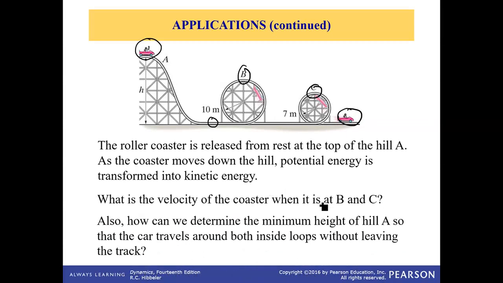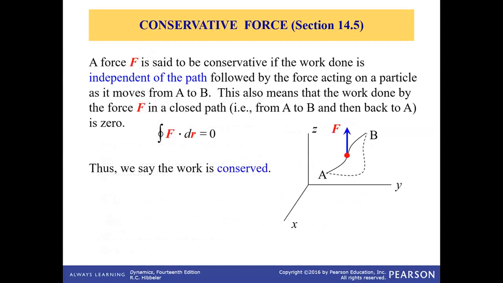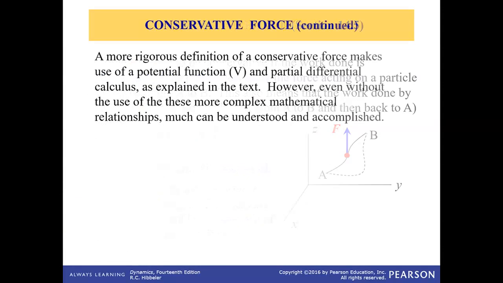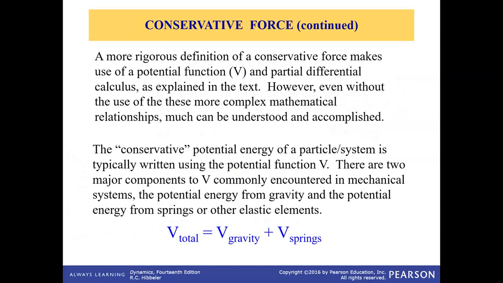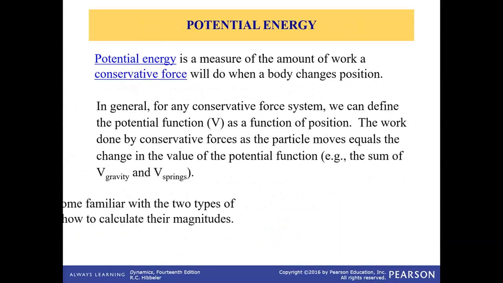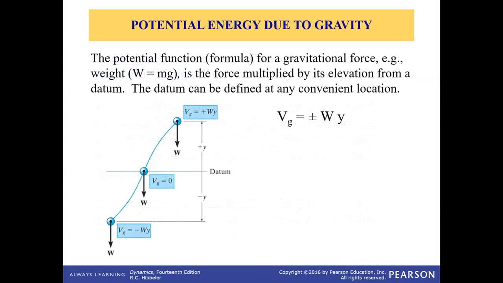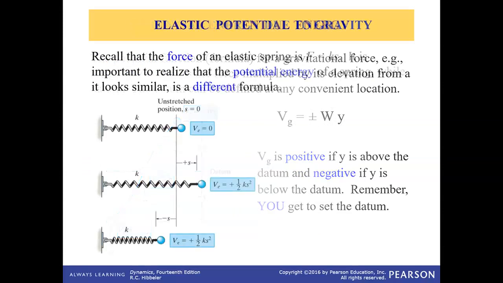So what is the velocity of the coaster car when it is at B and at C? Also, how can we determine the minimum height of the hill A so that the car travels around both the inside loops without leaving the track? This is a very important question. And this is about conservative force and the potential energy. That total potential energy is spring plus gravity. And when we have conservative forces, gravitational potential energy can be positive or negative.